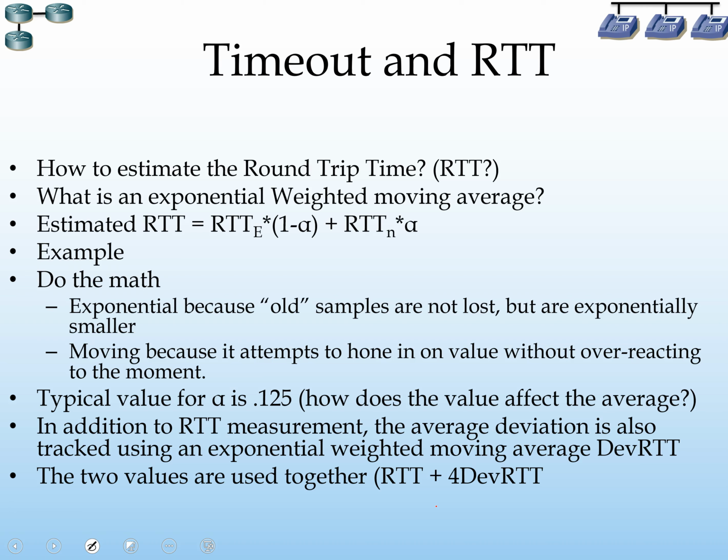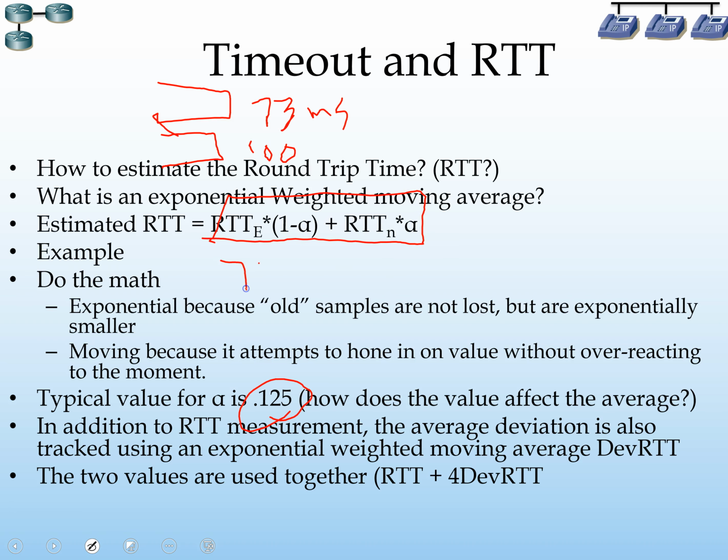It's an exponential weighted moving average. If they send data and receive back and it takes 73 milliseconds, then on the first one they just say, okay, the average time is 73 milliseconds. Then let's say the second time they send data, it was 100. So that's where this formula comes in. Alpha is going to be 0.125. They take their estimate, which was 73 the first time, multiply it by 1 minus 0.125, and then add the round trip time they just got, which would be 100, times 0.125. This would be 73 times 0.875 plus 100 times 0.125.